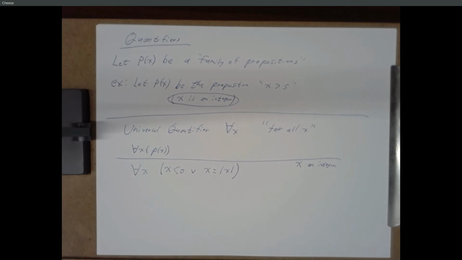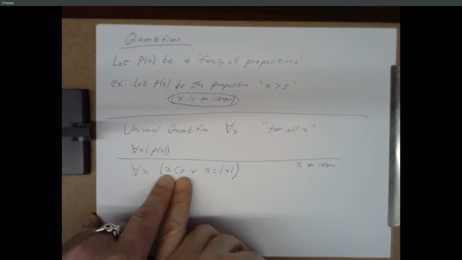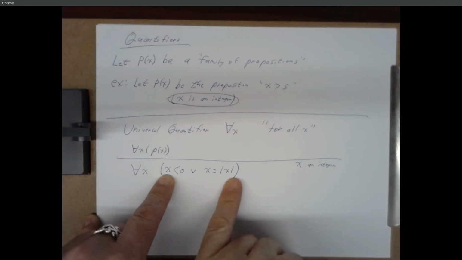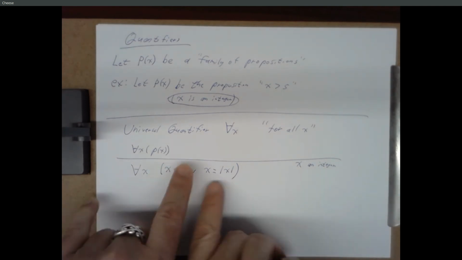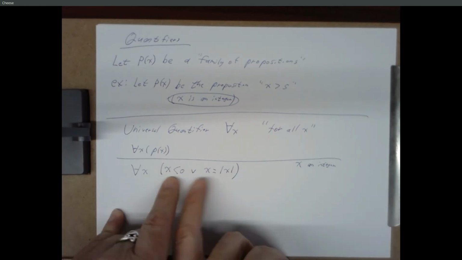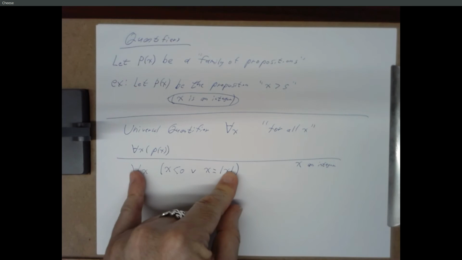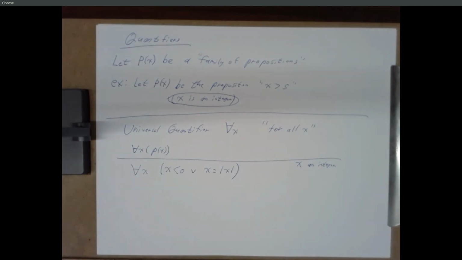That's absolutely true, because if x is less than 0, this part is true, and so the entire disjunction is true. If x is bigger than or equal to 0, we know that x is equal to its absolute value. And so this right-hand side would be true. And so in all cases, either the left or right-hand side is true. And so this statement that for all x this is true, that's absolutely true.